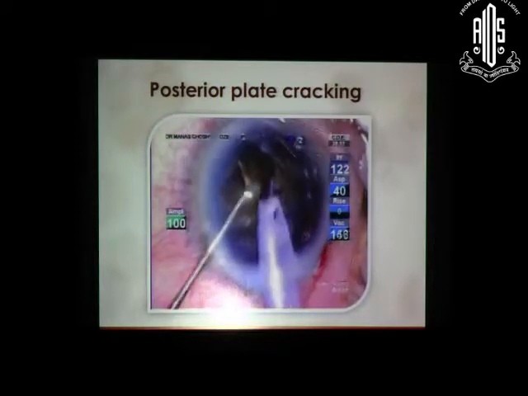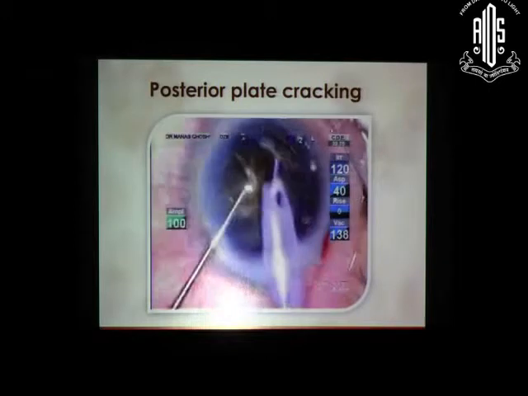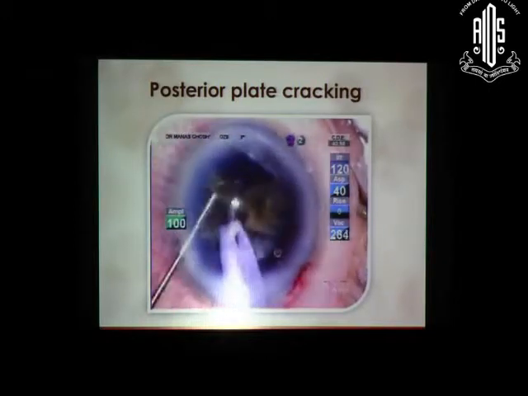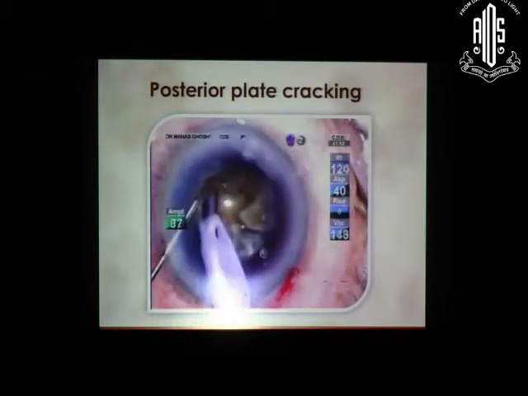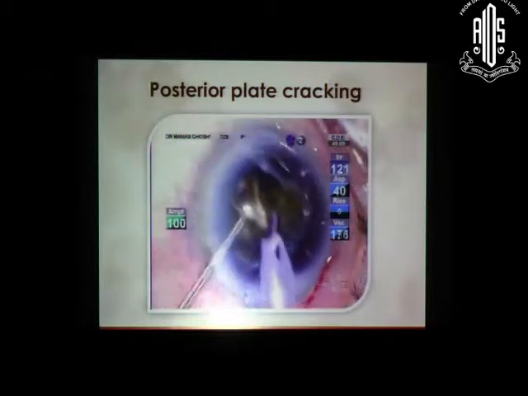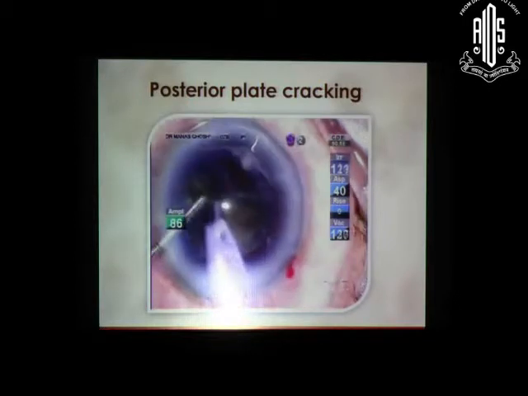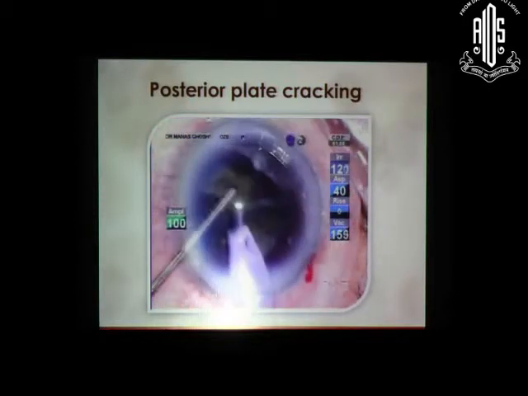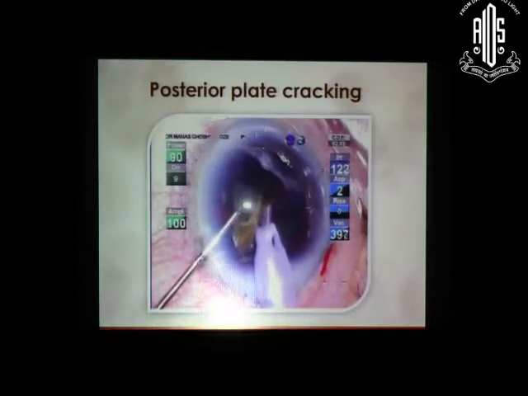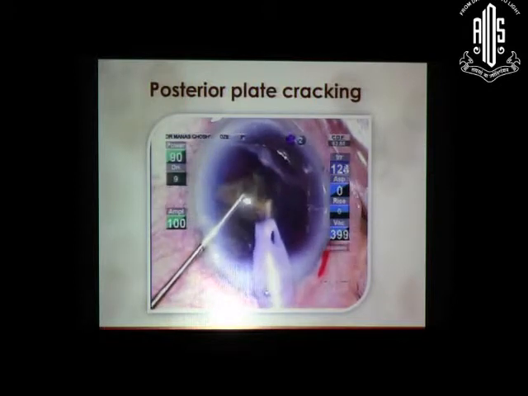So you see that maybe you have chopped completely, but your posterior plate is thick. Sometimes you have to trench a little bit further. You thin the posterior plate, and that will help you with fragment removal. Okay, now all fragments are coming so easily.